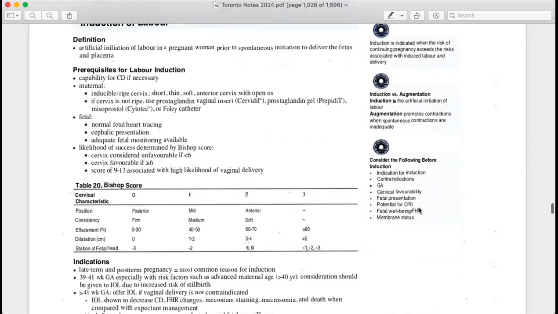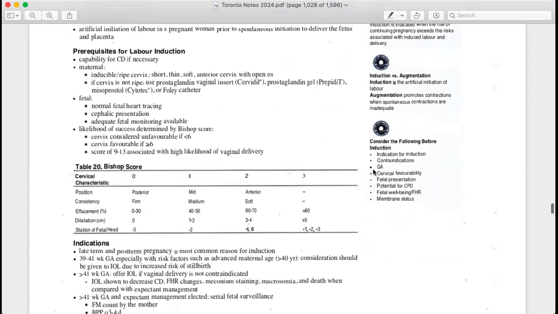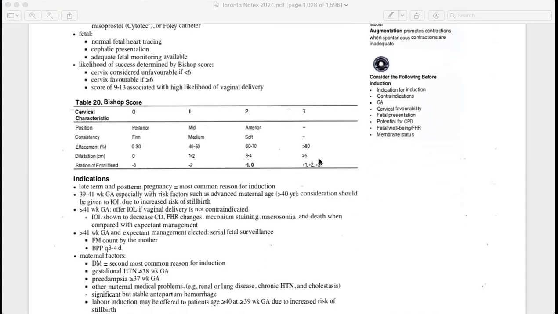Consider the following before induction. What are those? As we said, discuss this one. Contraindications, indication of the induction, gestational age, cervical favorability, fetal presentation, potential for CPD, fetal well-being or fetal heart rate, and membrane status. These are the things that you need to consider before doing the induction. And what are the cervical characteristics? This is cervical and this one is overall, so you need to remember both of them, because they can be asked in the CDM where you have to write it down as it is.